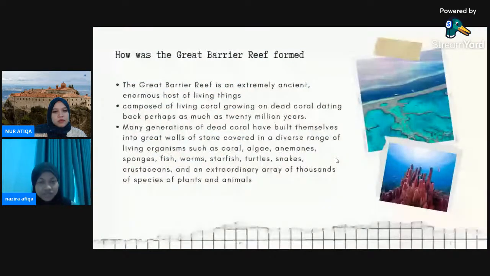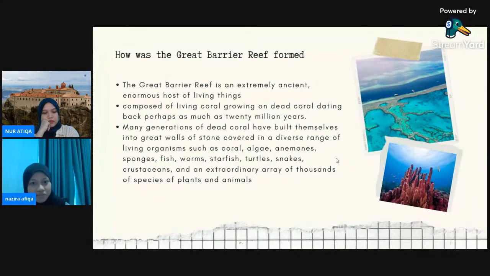How was the Great Barrier Reef formed? The Great Barrier Reef is an extremely ancient, enormous host of living things, composed of living coral growing on dead coral dating back perhaps as much as 20 million years. Many generations of dead coral have built themselves into great walls of stone covered in a diverse range of living organisms, such as coral, algae, anemones, sponge, fish, worms, starfish, turtles, snakes, crustaceans, and an extraordinary array of thousands of species of plants and animals.